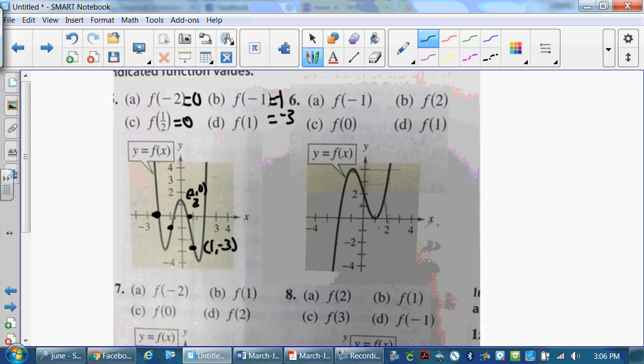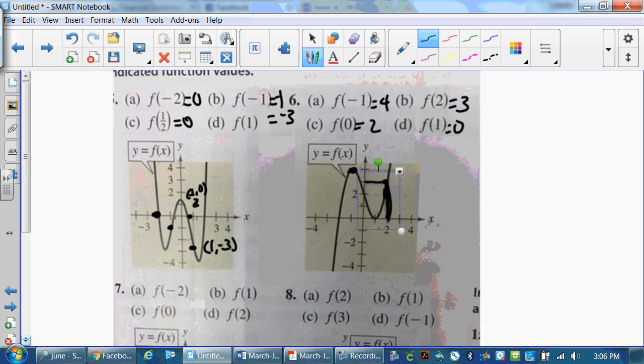All right, you had to do number 6. F of negative 1, somebody's already written in this book, looks like it would be 4. F of 2 almost looks to me like it's 3. F of 0 looks to be 2. And then f of 1 is 0. This f of 2, some of you may have said 2, some of you may have said 3. It's kind of hard to tell there, but I think it's 3.